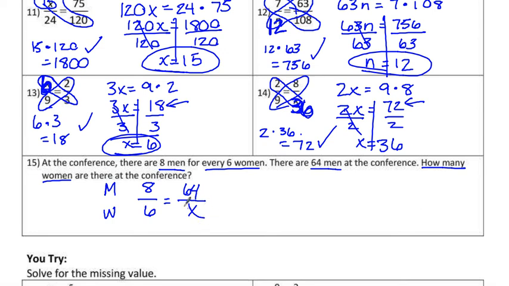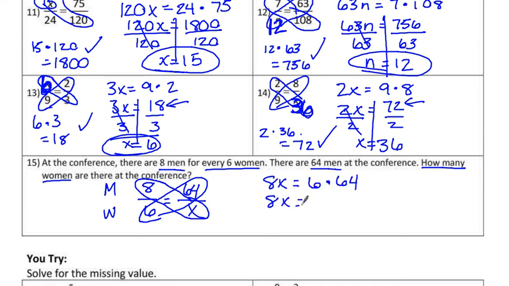And now we're going to solve for that missing variable, so we'll cross multiply and use the butterfly method. Start with the variable. 8 times x would be 8x. 6 times 64 comes next. 8x will remain the same because I can't do anything in the variables there. 6 times 64 is 384. Solve the equation, do the inverse, which would be divide by 8. And I'm left with x equals 48 women.